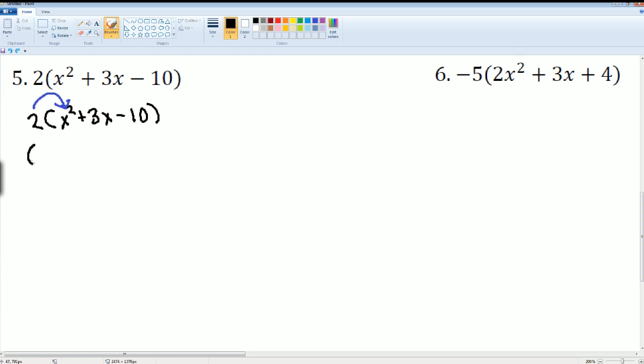So that is just 2 times x squared. Okay, I'm going to add. What's the next one? The next one is this 2 times 3x. Add. So that is going to be 2 times the third term, which is negative 10.